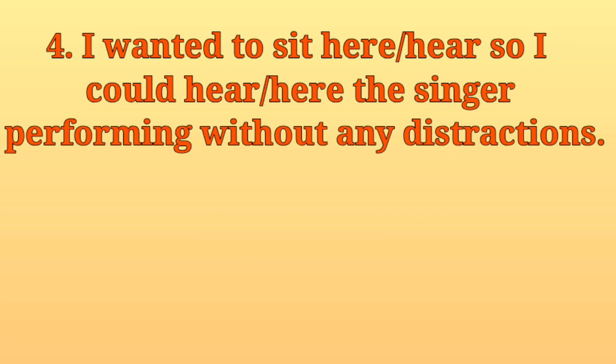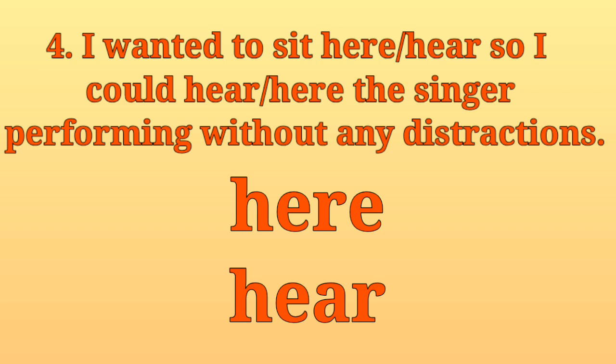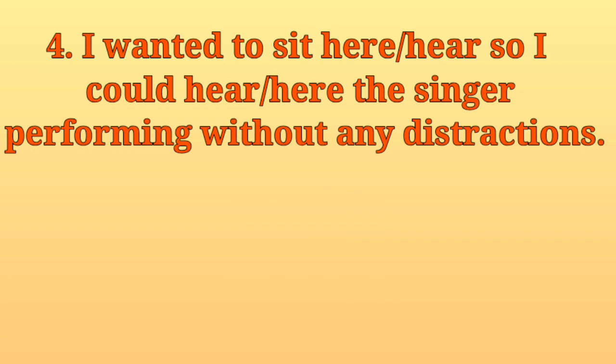Next sentence, I wanted to sit here so I could hear the singer performing without any distractions. Now here focus on the sentence. Here you have to choose twice. Think what can be in the first one and what can be in the second one. So in the first one, the word here, H-E-R-E, will come as it is telling you about the place. And in the next one, H-E-A-R will come as it is telling you about the sense of hearing, that he can easily hear what he is singing.